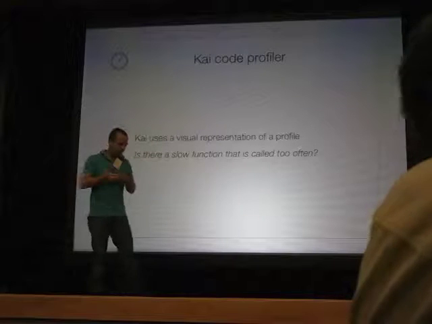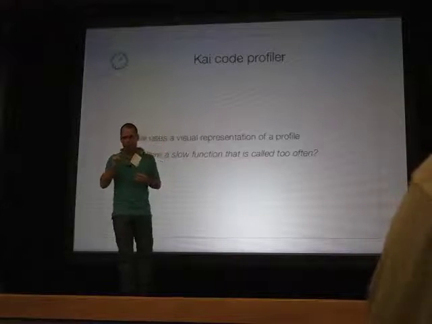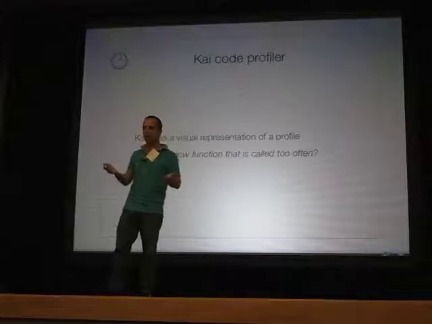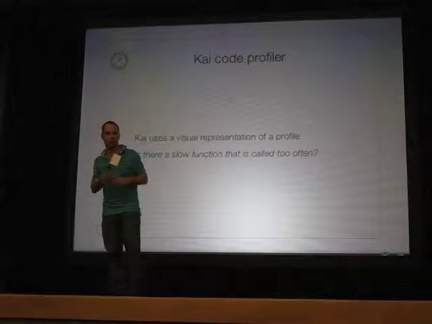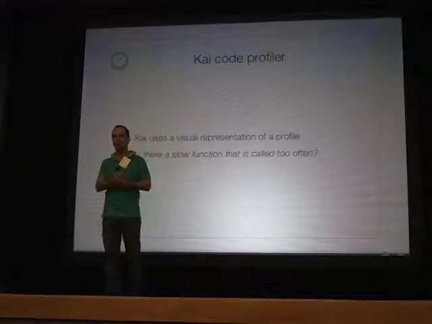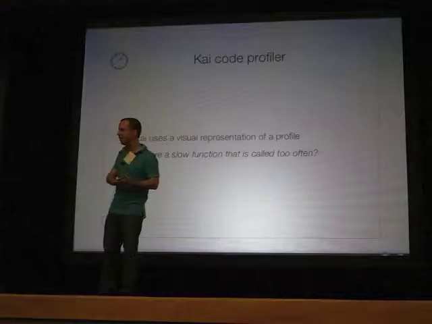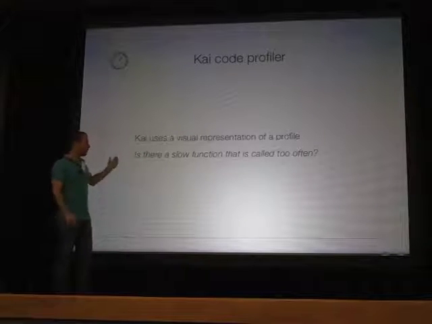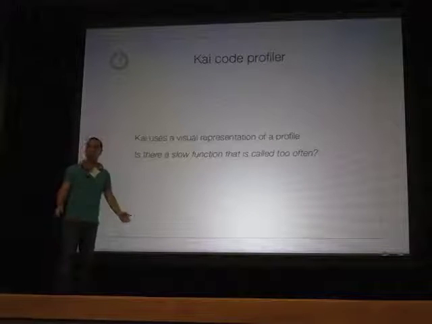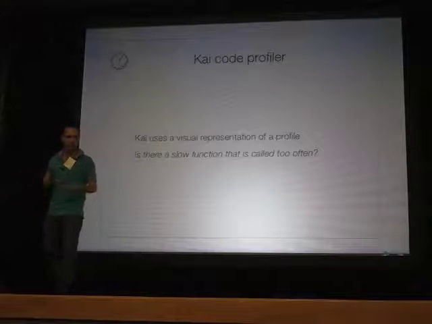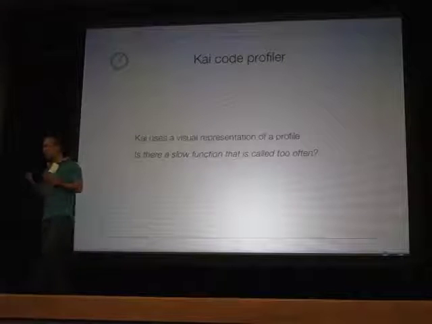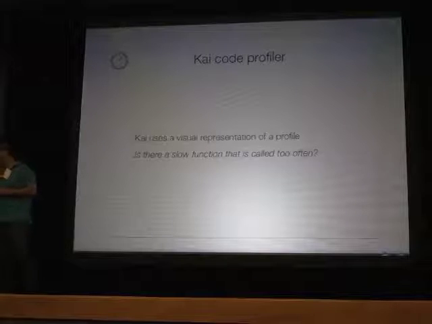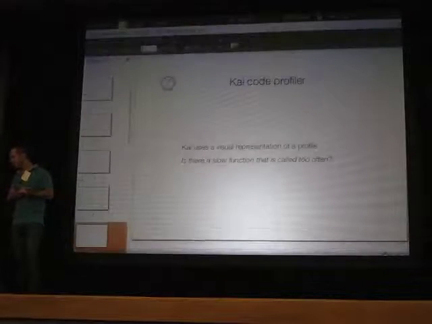And so we believe that this is really a weak point of Smalltalk implementations. I mean, you profile your application written with classes and objects pretty much the same way that you profile your application in C, which is probably a good indicator that something is wrong. So we've been working on a code profiler, and it gives you an answer such as, is there a slow function which is called too often? This is a simple question, but it's very hard to answer. Now, with Kai, you can have a look at that. So I'm going to show you a bit of Kai.